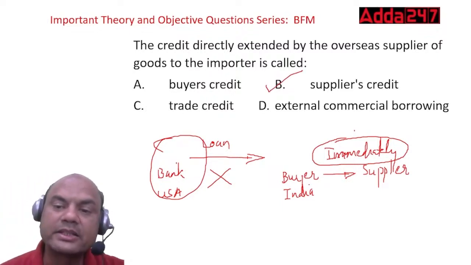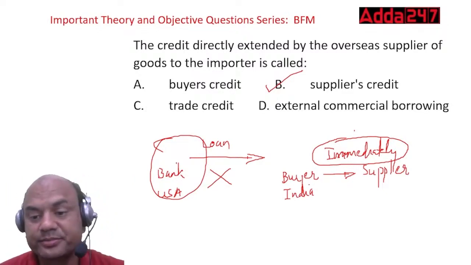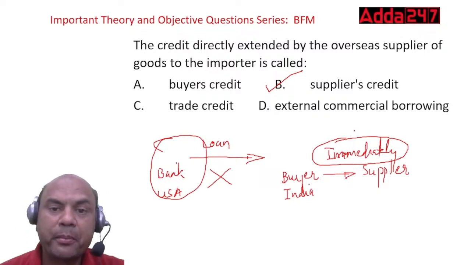Again, remember, buyer's and supplier's credit are the part of trade credit only. Okay, remember this. Got it? Next one.